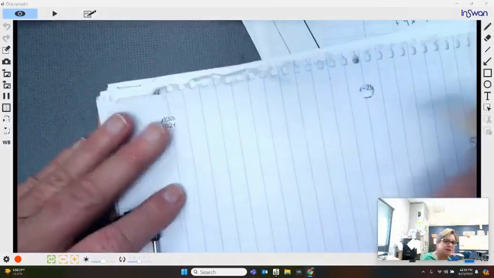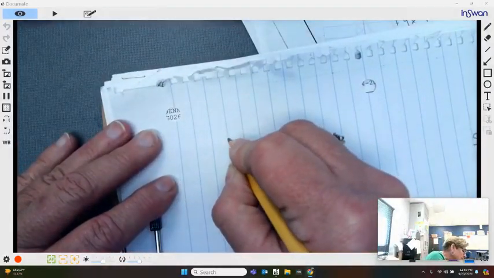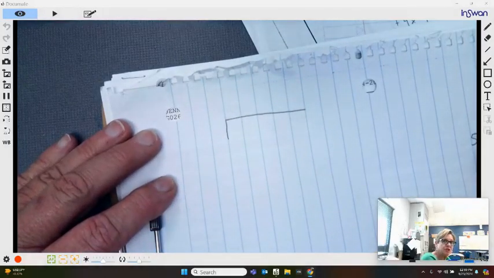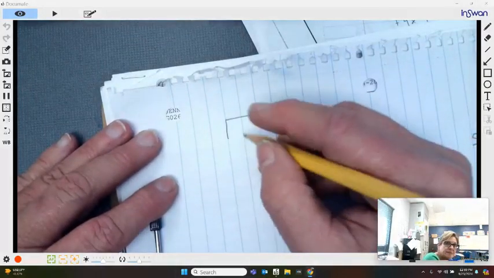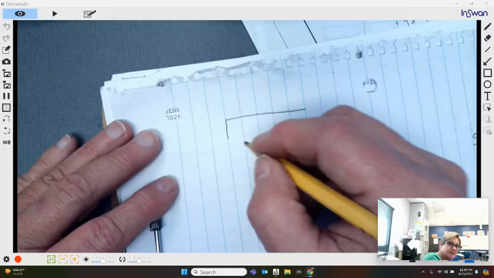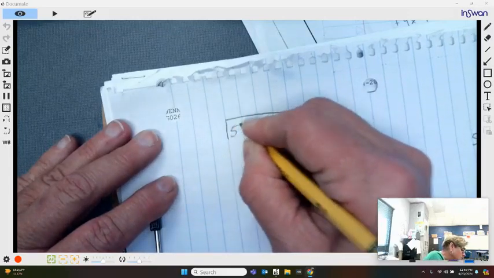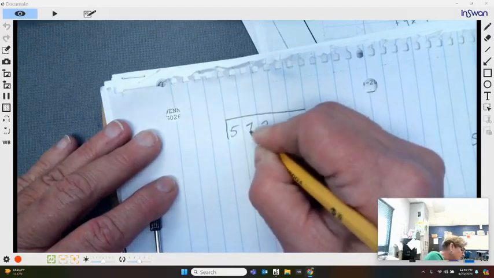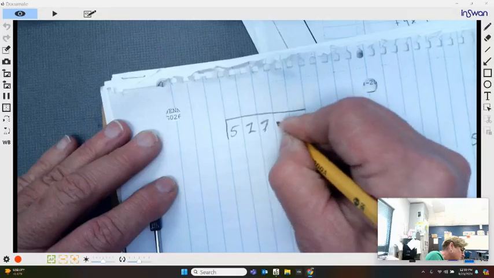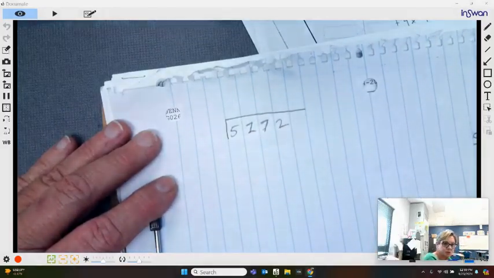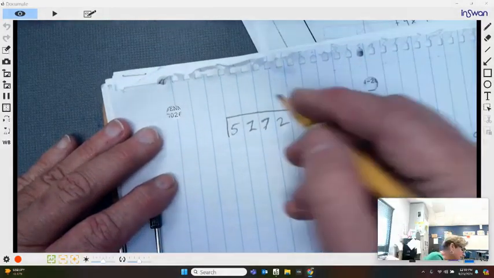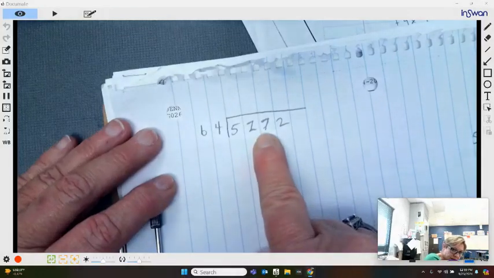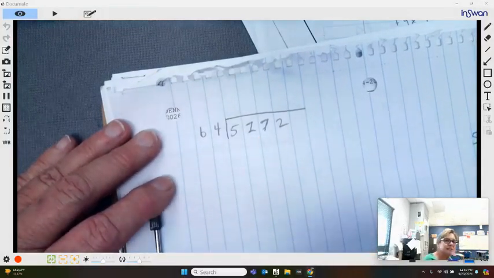5,272. And the way I'm going to write this is basically one line per number. I've got my paper turned sideways. What I'm splitting is the 5,272, and it is being divided by 64. The dividend is what I'm splitting. The divisor is how I'm splitting it.